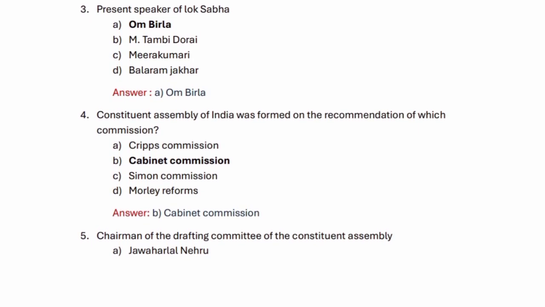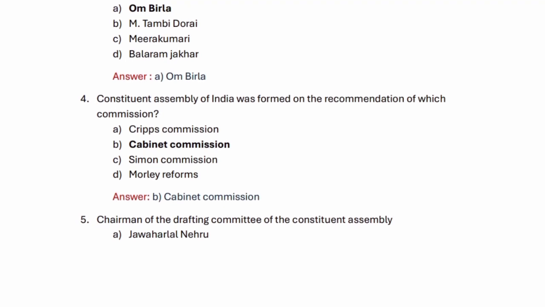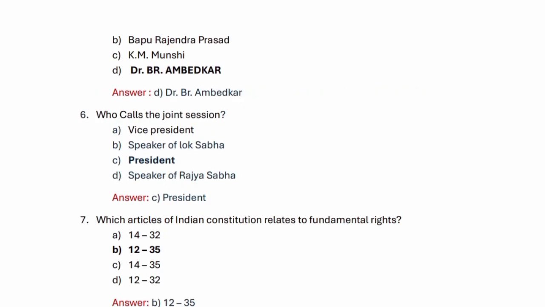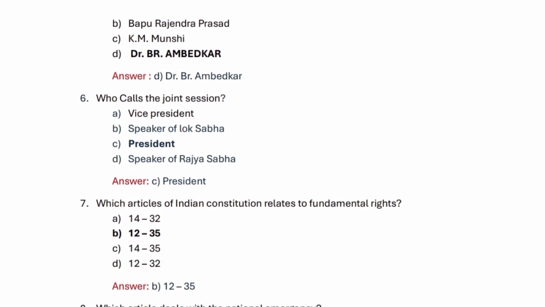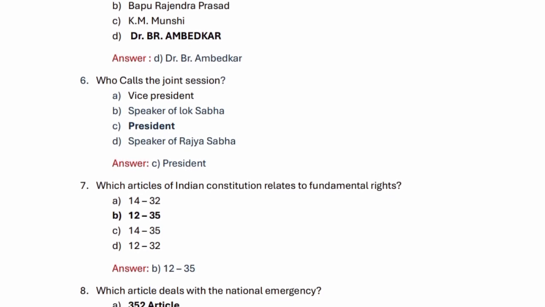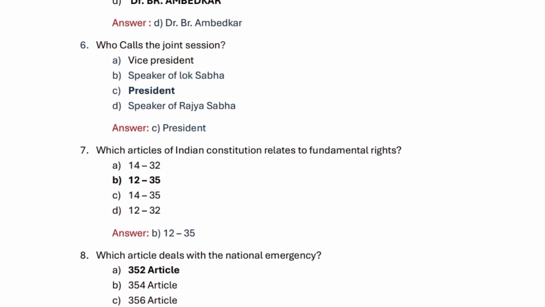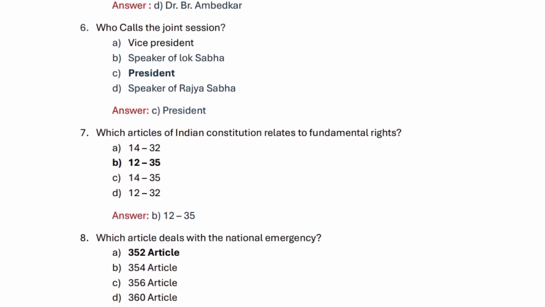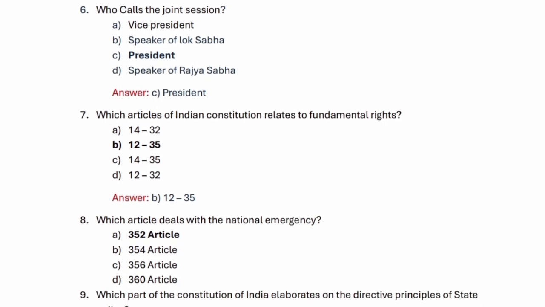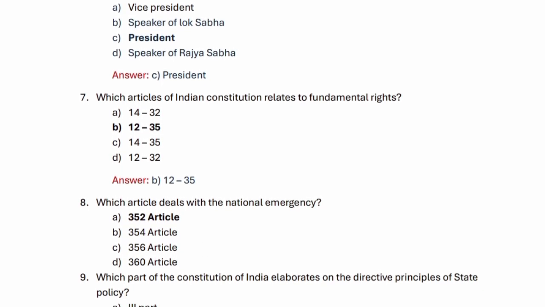5. Chairman of the Drafting Committee of the Constituent Assembly. A. Jawaharlal Nehru. B. Dr. Rajendra Prasad. C. K. M. Munshi. D. Dr. B. R. Ambedkar. Answer. D. Dr. B. R. Ambedkar. 6. Who calls the joint session? A. Vice President. B. Speaker of Lok Sabha. C. President. D. Speaker of Rajya Sabha. Answer. C. President.